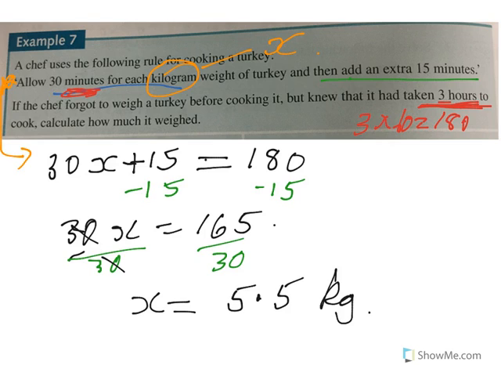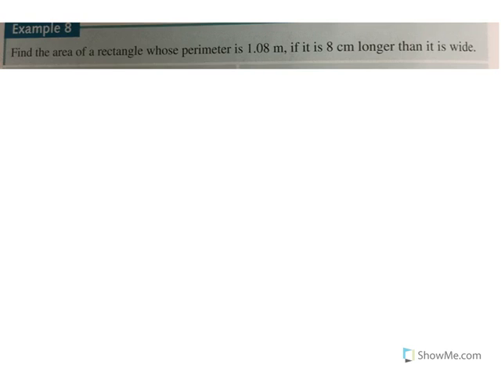Alright, let's do one more. Areas of rectangles and squares and things like that are popular kinds of questions to have these words, so let's do one of those. It says to find the area of a rectangle whose perimeter is 1.08 metres if it's 8 centimetres longer than it is wide.